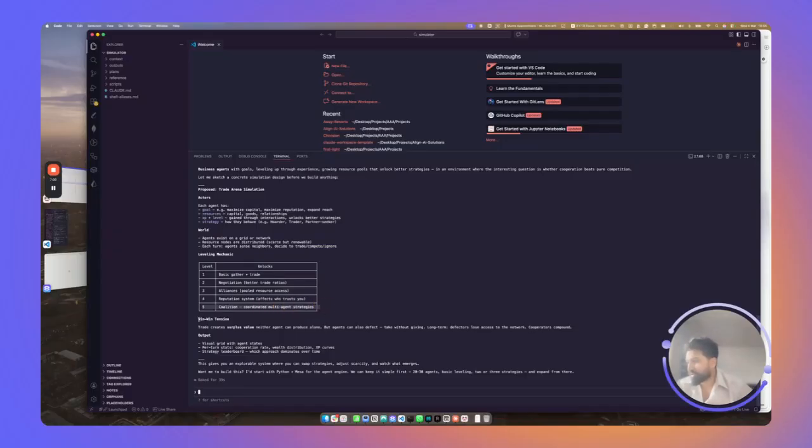So this is the win-win tension. Trade creates surplus value neither agent can produce alone, but agents can also defect, take without giving. Long-term defectors lose access to the network, cooperators compound. It's just a one-liner, right? In the longer term, the defectors will be the losers because they will lose access to the network. Which is a very interesting thing, right?